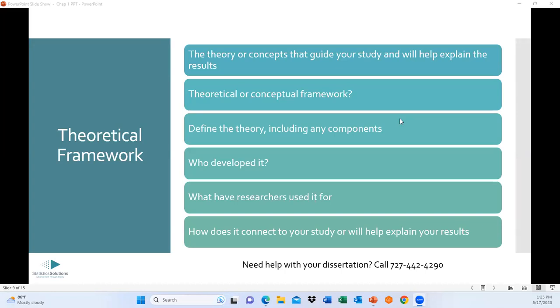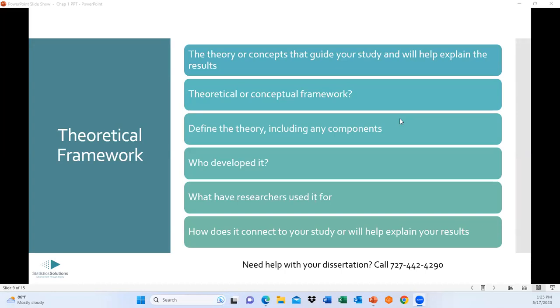I suppose we have to talk a little bit first about what a conceptual and a theoretical framework are and the differences, and then talk about the section here. So what is a theoretical or conceptual framework?